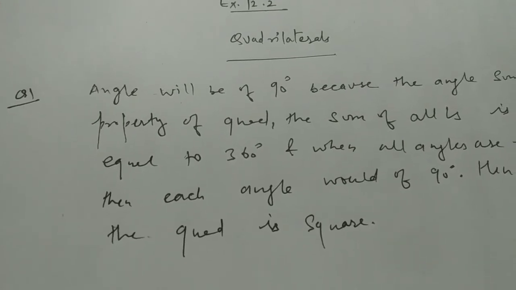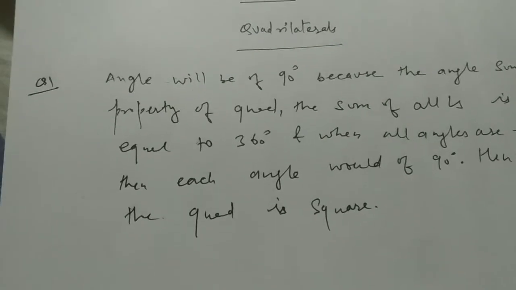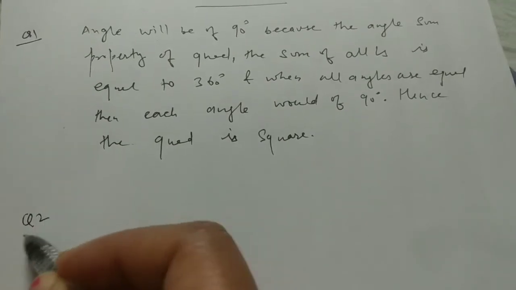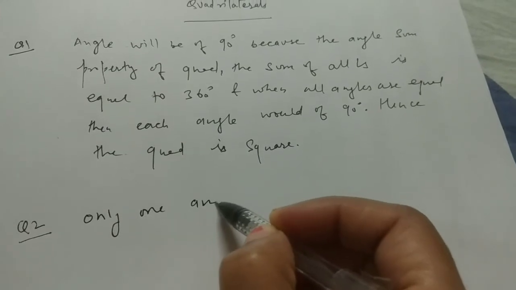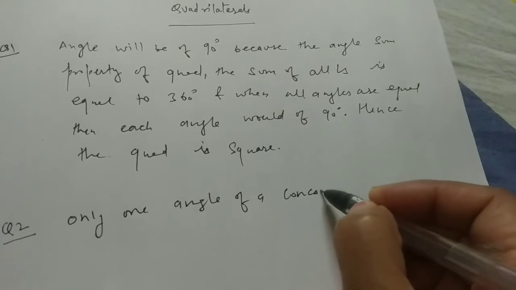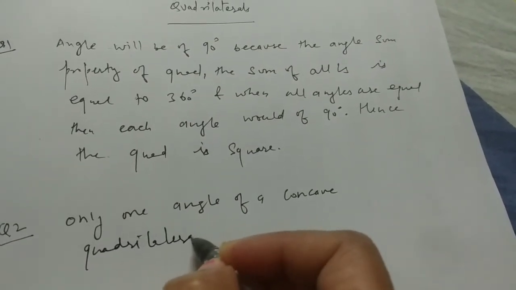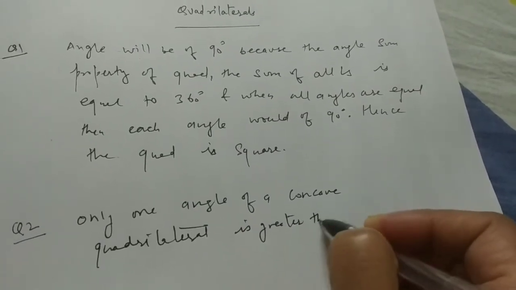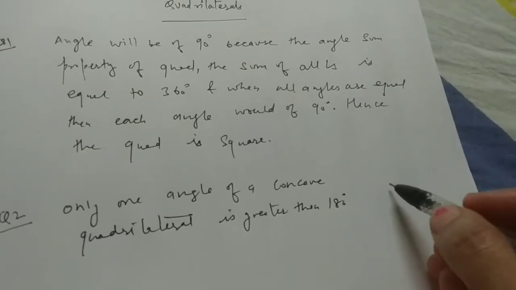So question number 2 says how many angles of a concave quadrilateral are greater than 180 degrees, show by figure. So for question number 2 we can write only one angle of a concave quadrilateral is greater than 180 degree. And how we will show it by figure? We can show it.